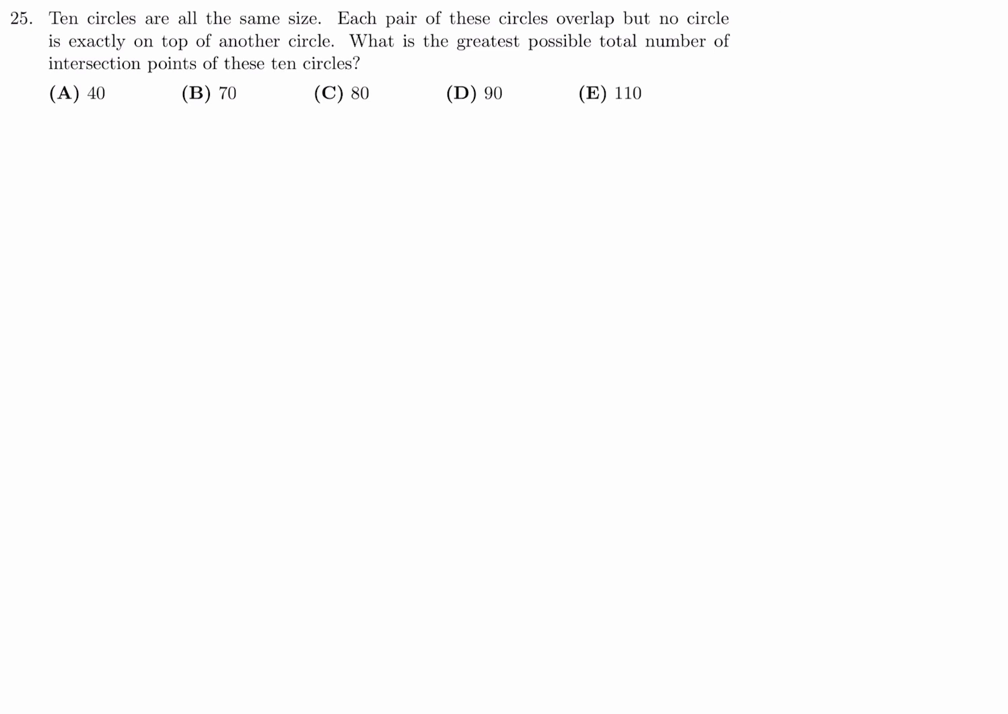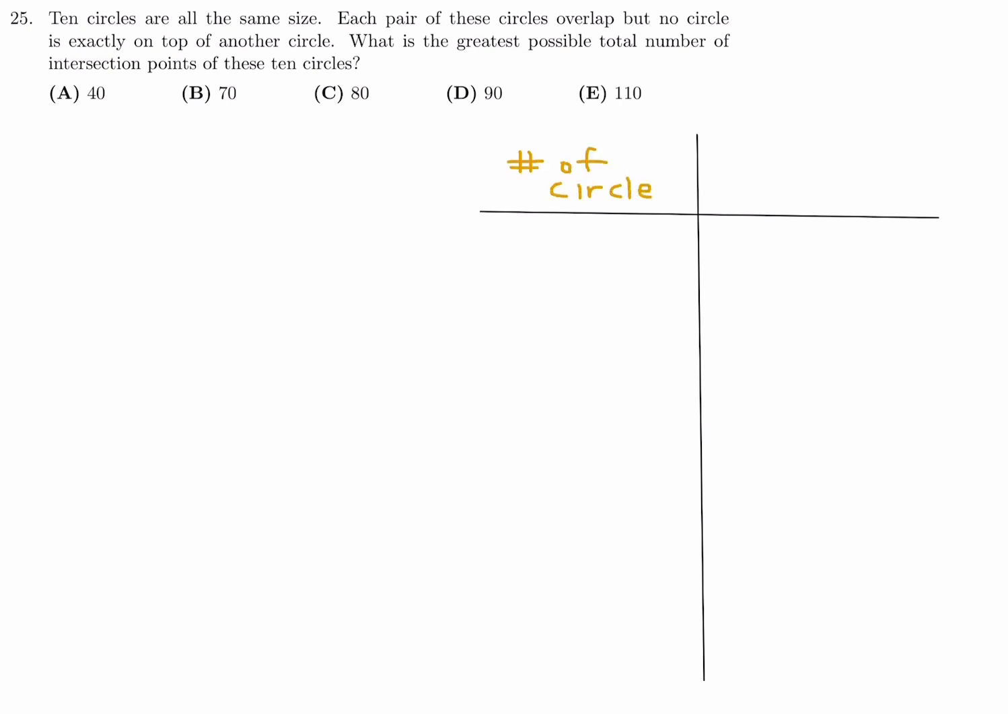Well, you are definitely not going to draw 10 circles and try to count all the intersection points, because as you can see from the answer choices, they're a lot. I mean, the smallest is 40, goes up to 110. That is not a good strategy for this question at all. The better strategy is to make a little list, number of circles, number of intersection points, and see if you get some sort of a pattern that you can extrapolate all the way till 10.